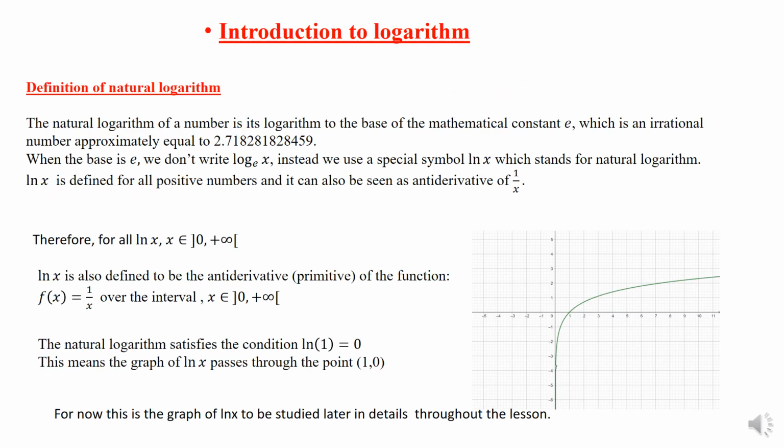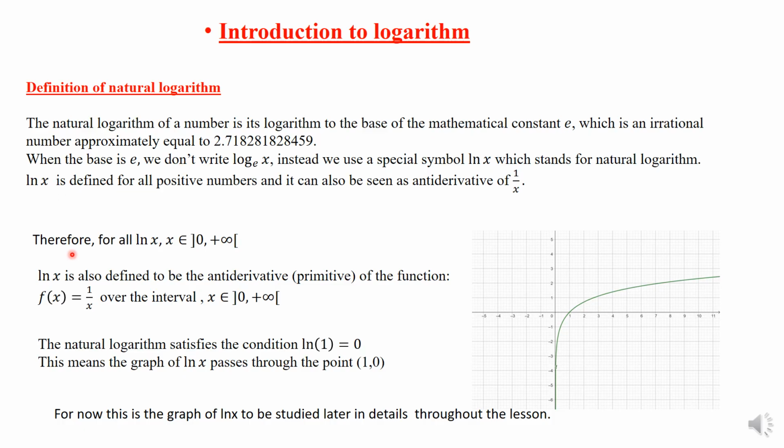Now that we have been introduced to logarithm in general, let's define natural logarithm. The natural logarithm of a number is the logarithm base the constant e. e is a constant equal to 2.7182 and so on. Now when the base is e, we do not write log x base e. Instead, we use the symbol ln x. ln x stands for natural logarithm.